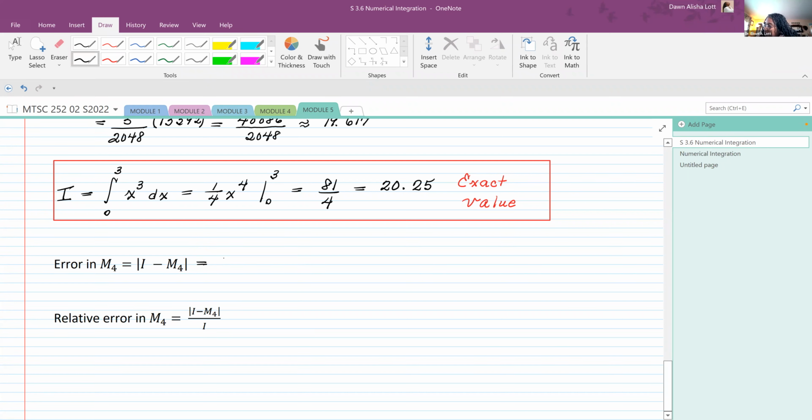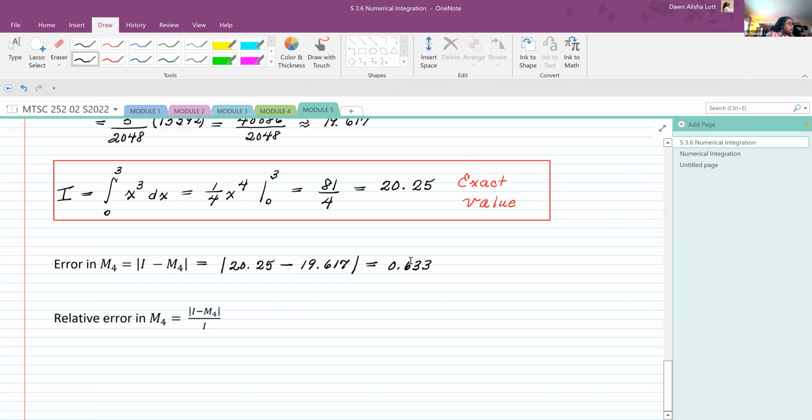Okay, so the absolute error is how far off are we? So that's I, which is the true value, which is 20.25, minus the estimated value, which is 19.617. And that turns out to be 0.633. Okay, so that's not too bad.